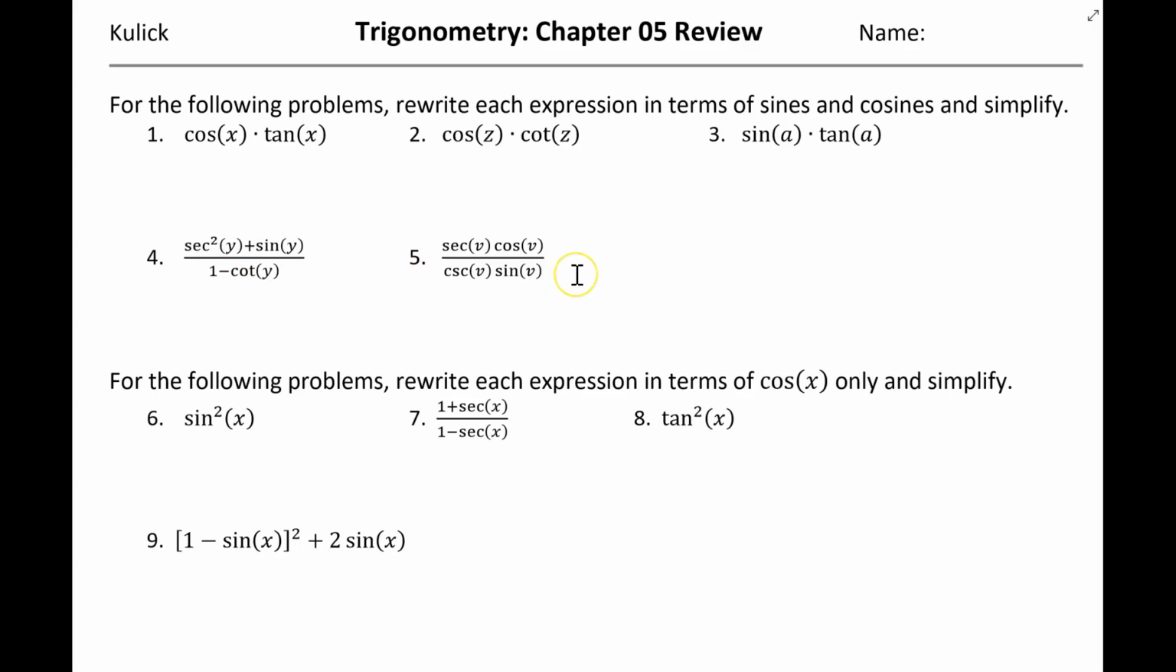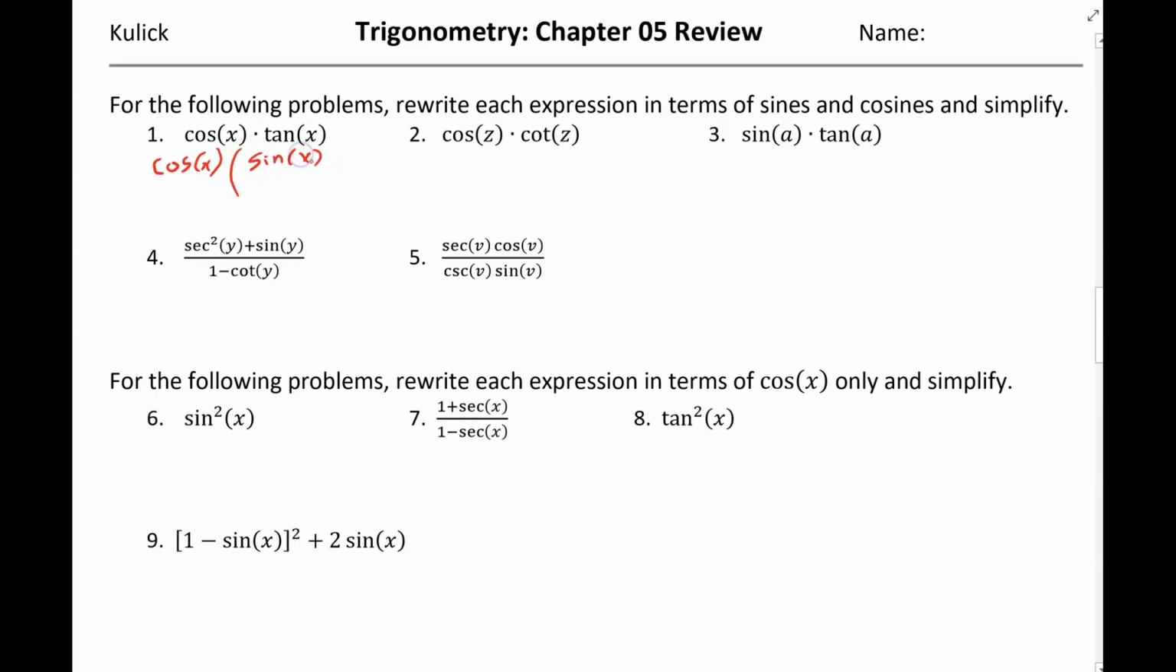All right. So number one, it asks us to rewrite each expression in terms of sines and cosines, and then simplify. So cosine x, do I have to do anything to that? No, because it's already a cosine. Then I'm going to look at my identity sheet and find an identity that turns tangent into something with just sines and or cosines in it. So if you look at Q1, you see that tangent is the same thing as sine over cosine.